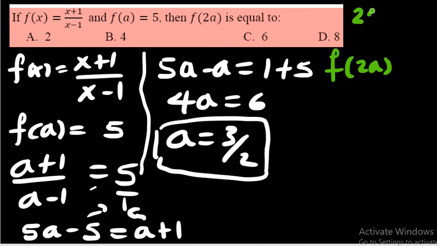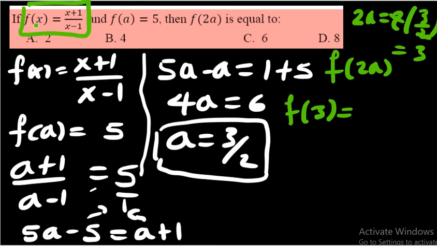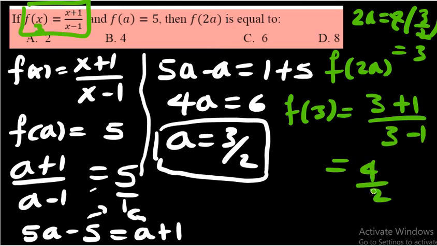First of all, what is 2a? 2a means 2 times 3 over 2, because we got the a value, which is 3 over 2. Then you can cancel 2 by 2. So it's going to be 3. So this means f of 3. We need f of 3. f of x is already defined here, so replace now. In place of x, you need to replace every x with 3. So 3 plus 1 over 3 minus 1, which is going to be 4 over 2. So finally the answer will be 2. This is what we are looking for. And that was the second question for today, the answer is 2.